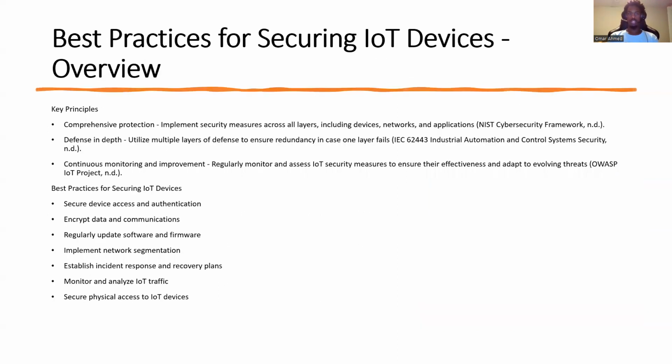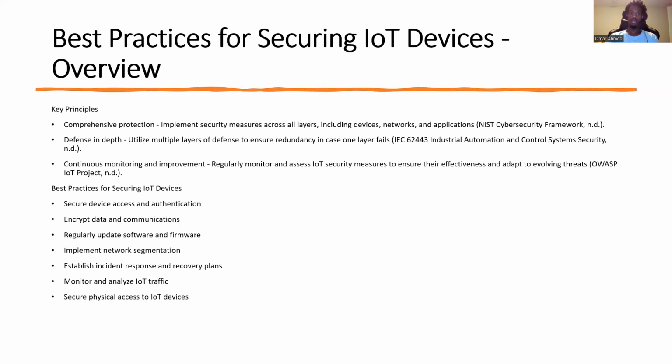So here are some best practices for securing Internet of Things devices, and this is a general overview. To effectively protect your Internet of Things infrastructure, it is essential to follow key principles such as comprehensive protection, defense in depth, and continuous monitoring and improvement. Based on these principles, these 7 best practices have been identified to help secure your Internet of Things devices.